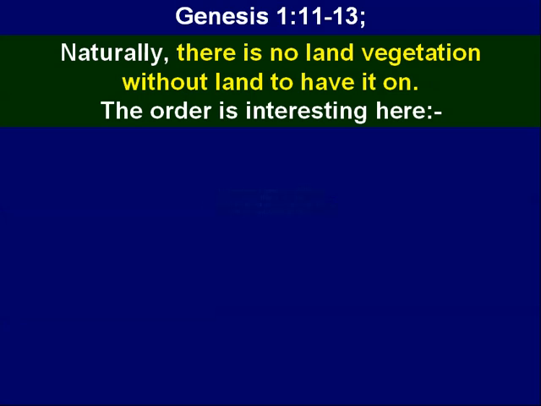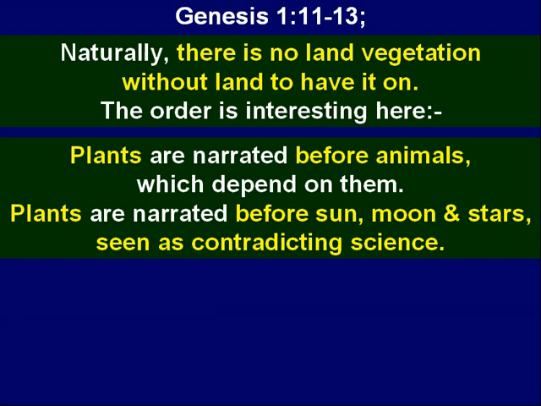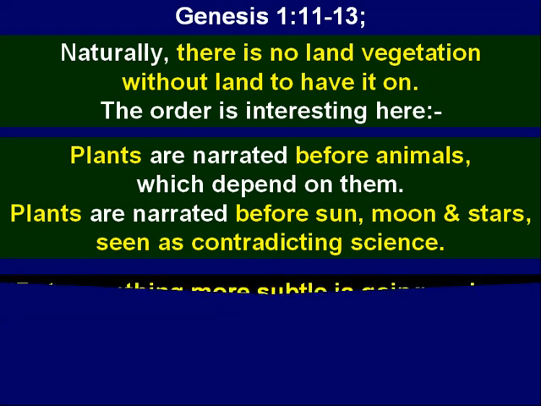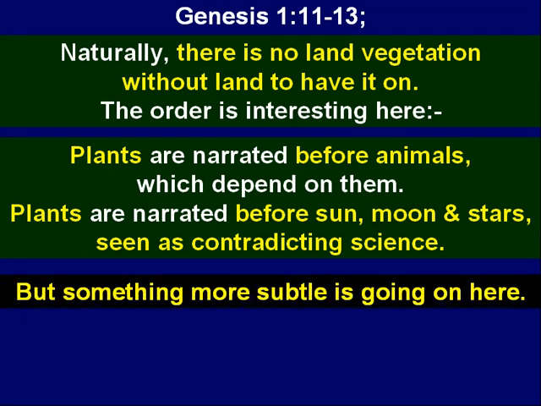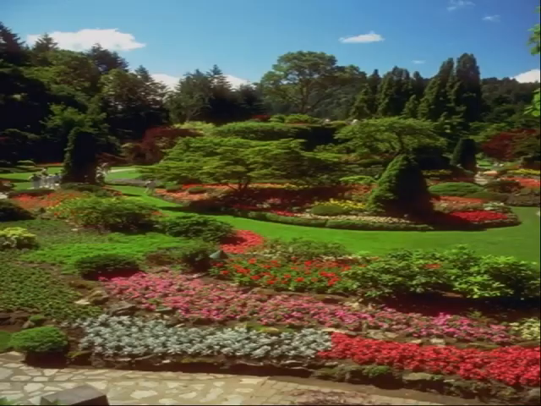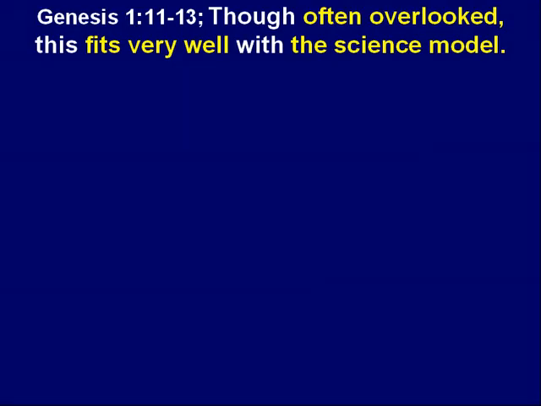The order is interesting here. Plants are narrated before animals, which depend on them. Plants are narrated before sun, moon, and stars, seen as contradicting science. But something more subtle is going on here. Genesis, though often overlooked, this fits very well with the science model.